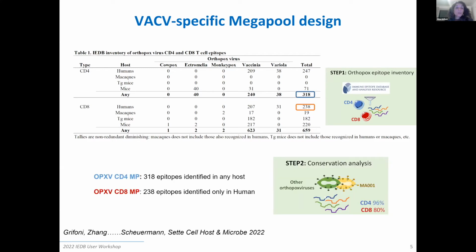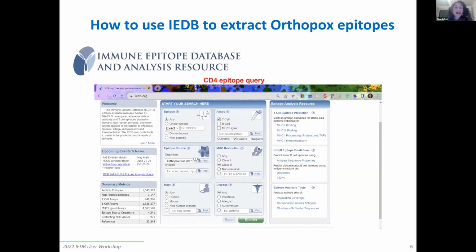And so we also asked the question how similar the epitopes that we looked at in the database were to the monkeypox. And we were happy to see that actually 96% of the CD4 and 80% of the CD8 were very conserved. And so now I'm going to show you the steps that we used in the IEDB very quickly to actually extract this type of data.